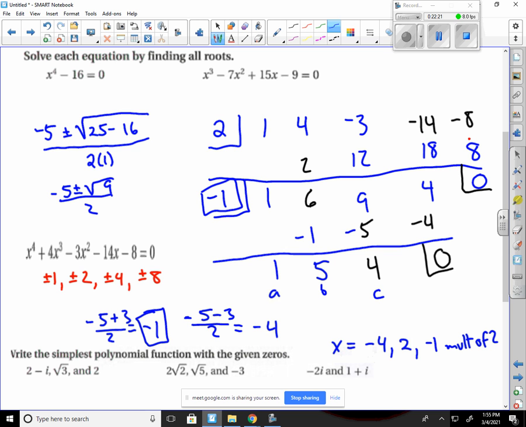Or you could list -1, -1. As long as you list it twice, I'm okay with it. You can't just list it once, though, and leave off the multiplicity of 2, because then you're not coming up with your 4 roots.